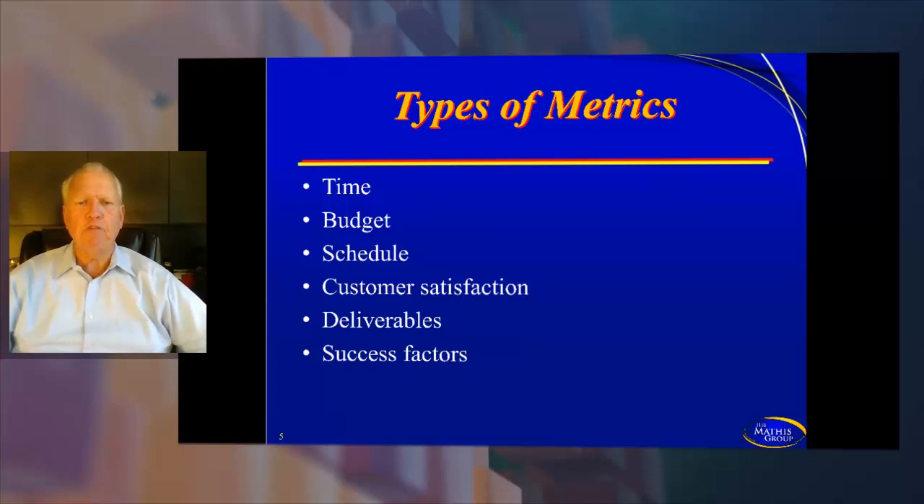For example, in customer satisfaction, if we're working in an agile project, time, budget, and schedule are important, but customer satisfaction is paramount in working in an agile environment because the customer is driving that scope and the customer is driving which features are worked on continuously. So the type of metric can make a huge difference in what we're measuring and the success we have.